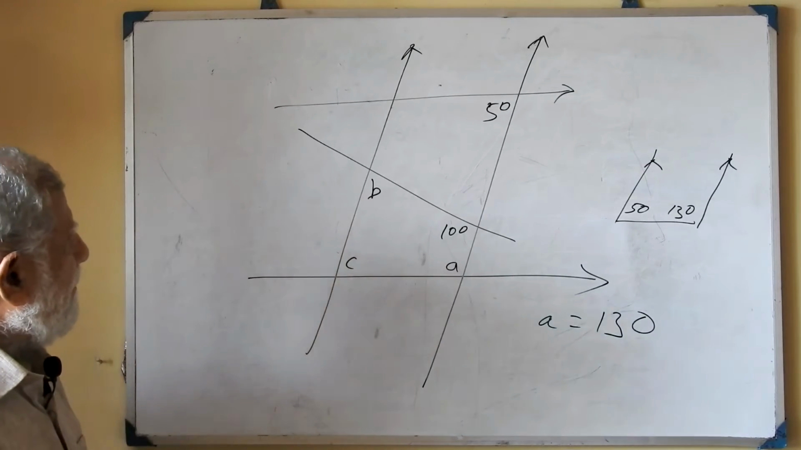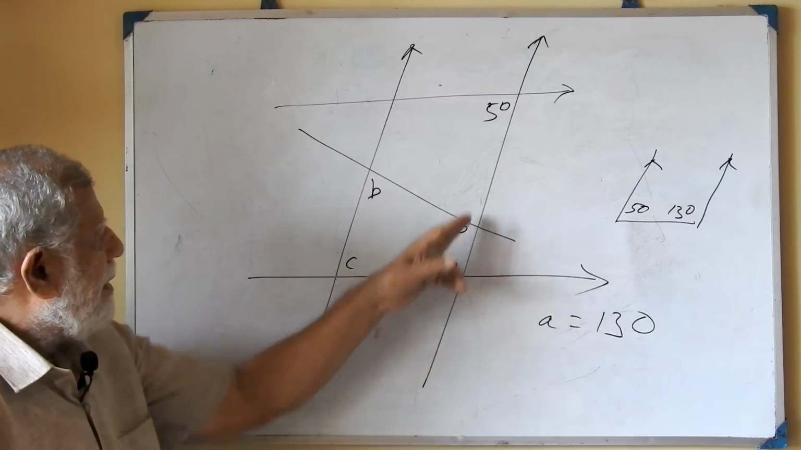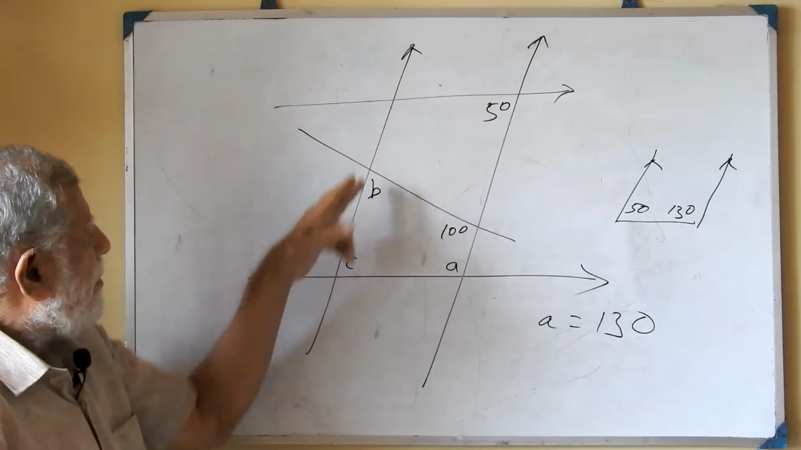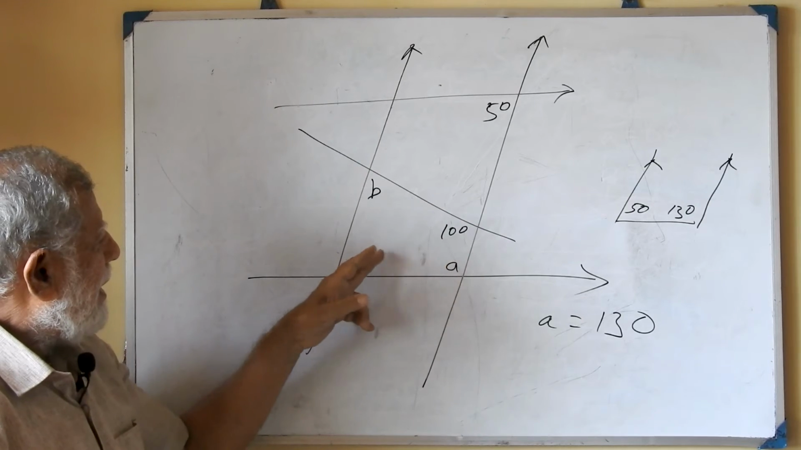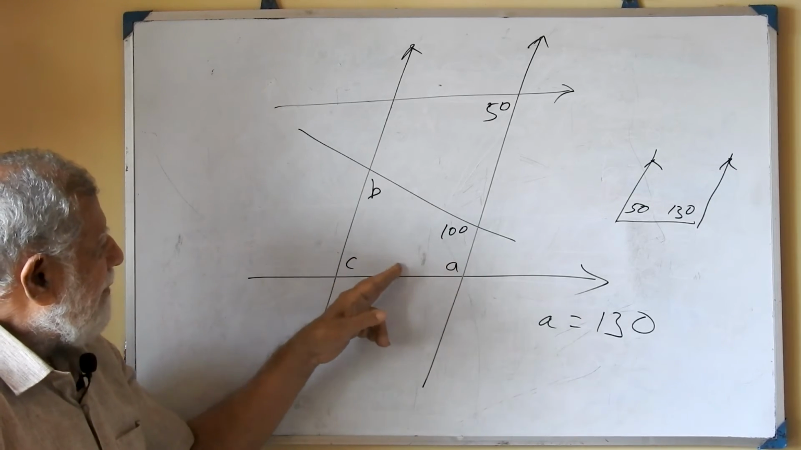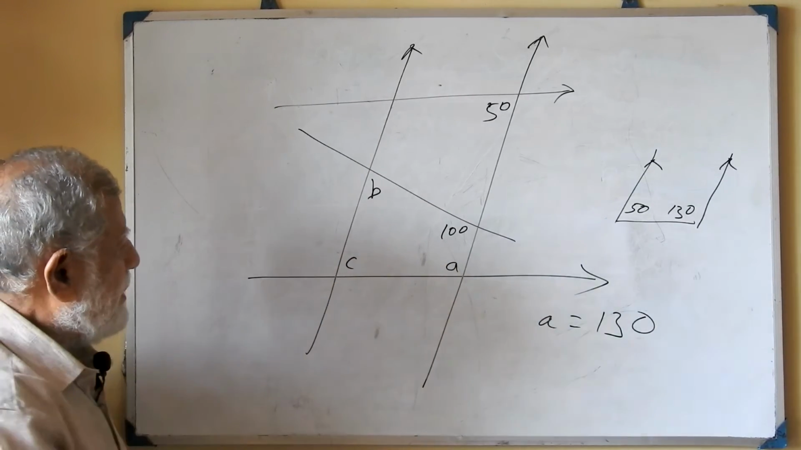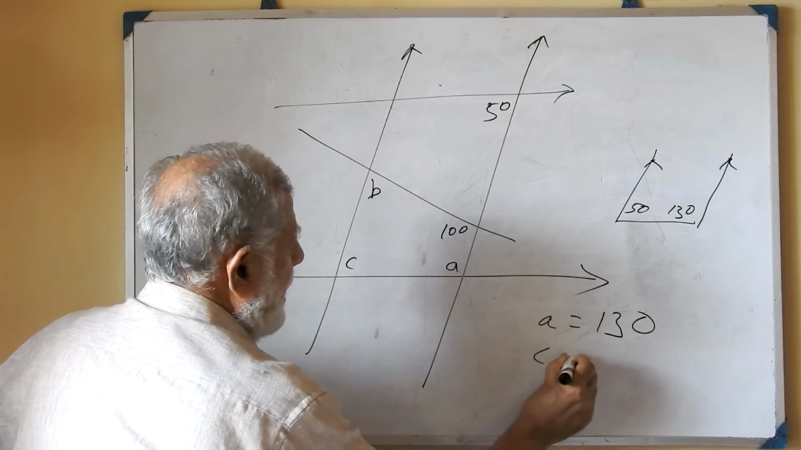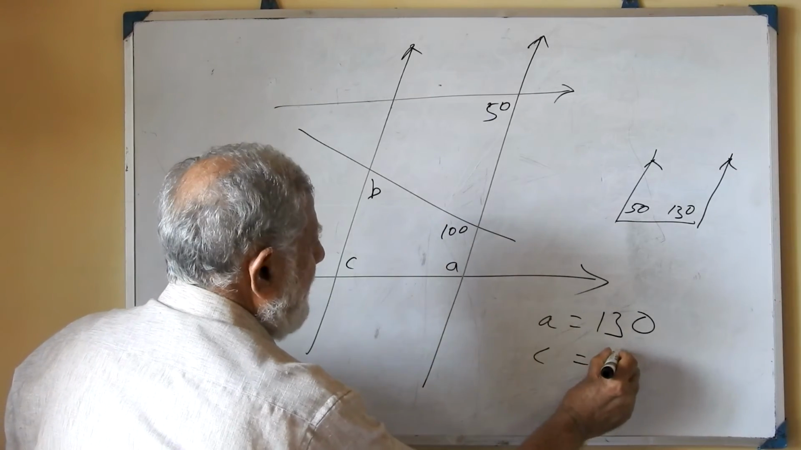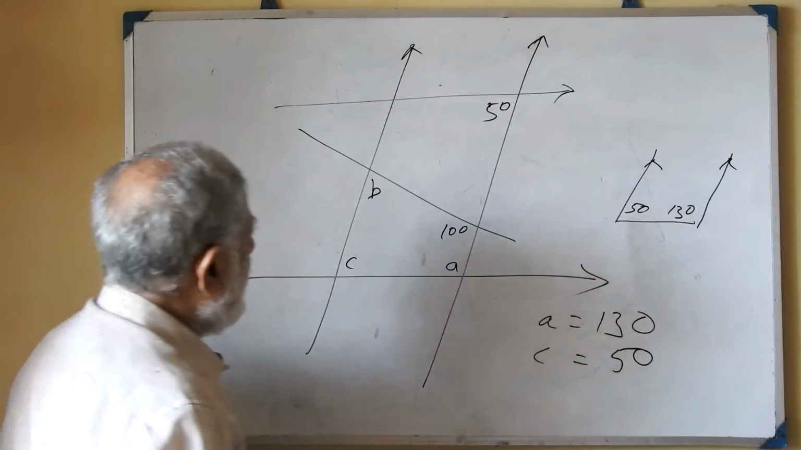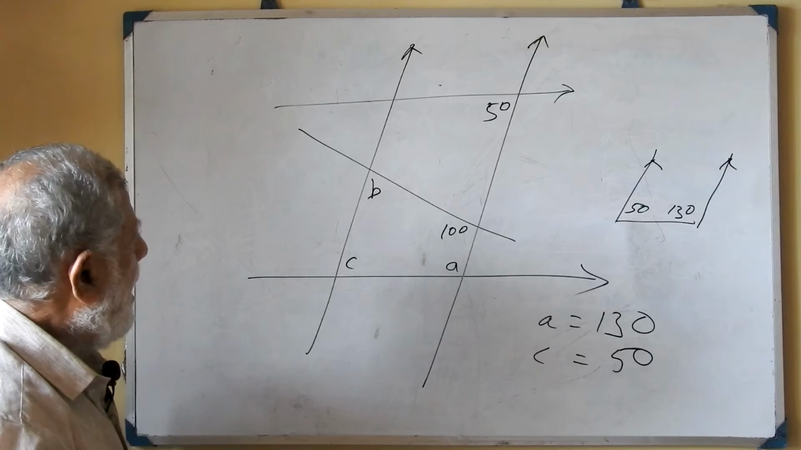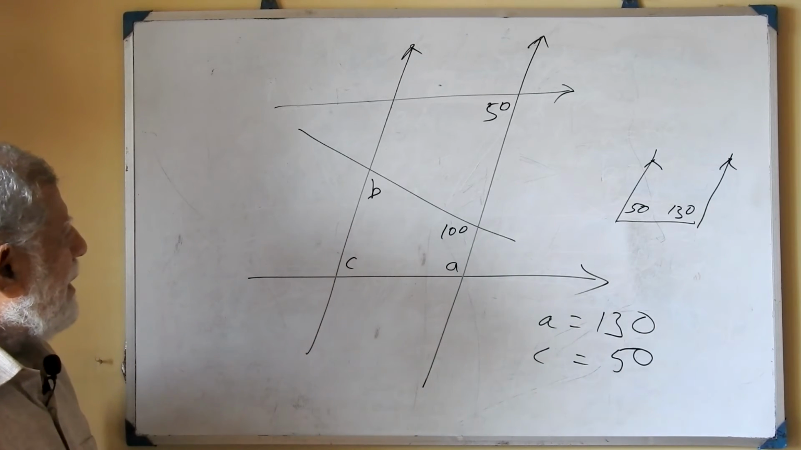The same way we have here. You get a U. Can you see? These are two parallel lines, A and C. A and C make a U. Now A we have found out as 130. So C has to be 50. Then how to find B?